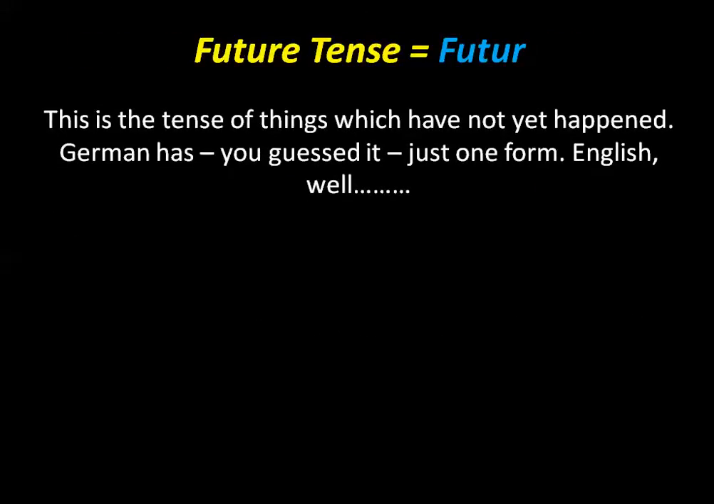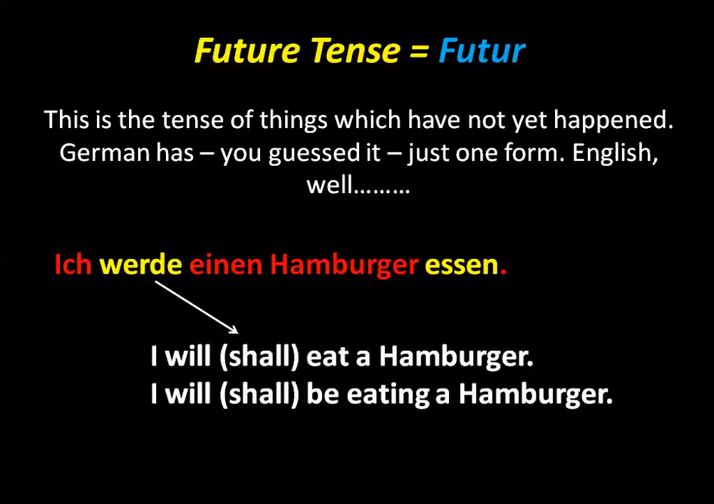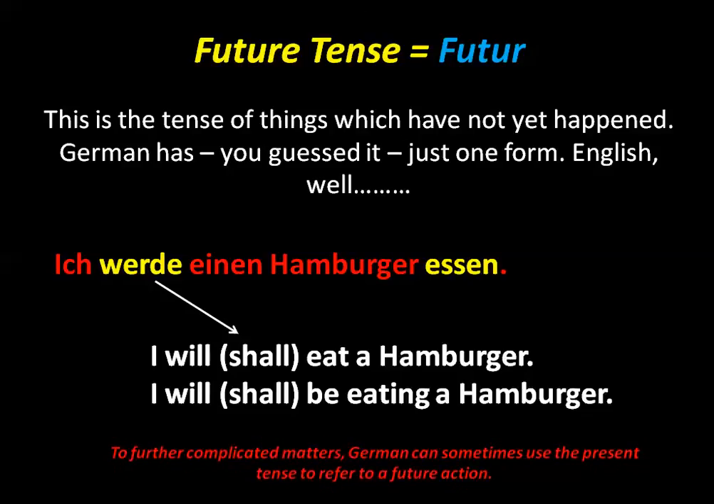The future tense, and this is the tense of things which are to come, of course. German has, you guessed it, just one form. English, well, we have two. I will eat a hamburger, and sometimes in English we could say I shall eat a hamburger, although that's a little bit older form and generally not as frequent. Or I will be eating a hamburger. And this is sort of just a shadow of the fact that that present progressive in the first tense that we talked about, you see that still being mirrored here throughout the other tenses. Finally, one thing else to notice for the future tense is that German can use the present tense to refer to future events. Ich gehe can mean I'm going, or it can mean I will go.